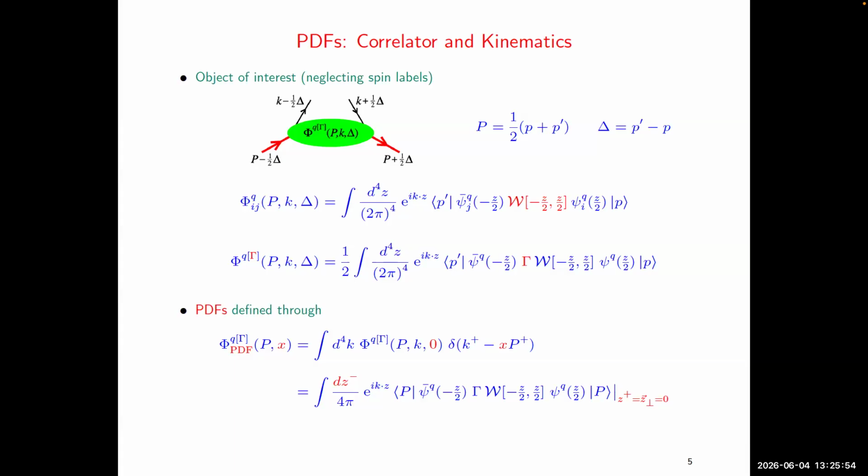And now in field theory, this object here is defined in this way. These two quark legs here correspond to these two quark field operators. They are sitting at different space-time points, z over 2 and minus z over 2. And because of that, I need a Wilson line to make sure that this object is color gauge invariant.